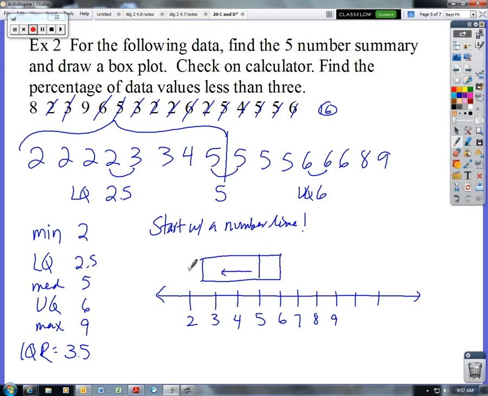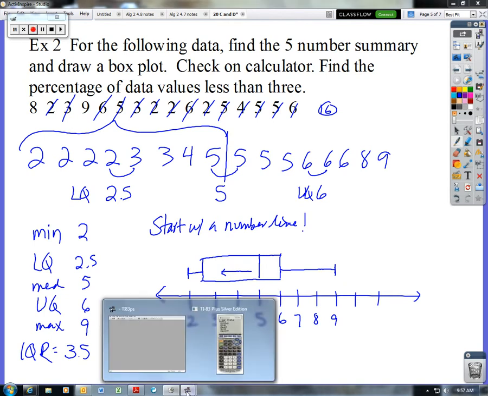Now the min is here. So for the min, you put a little tiny whisker. These are called box and whisker plots, by the way, also. This is the little whisker, the min. And then the max is at 9. So on these outer ones, it's more skewed to the right, isn't it? There's your box plot.